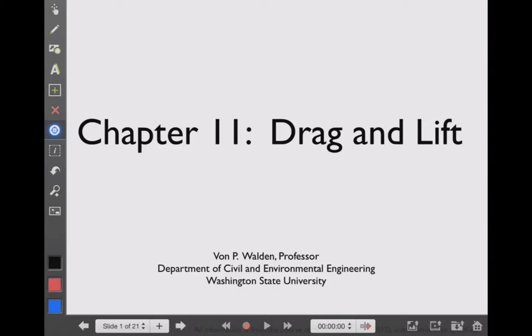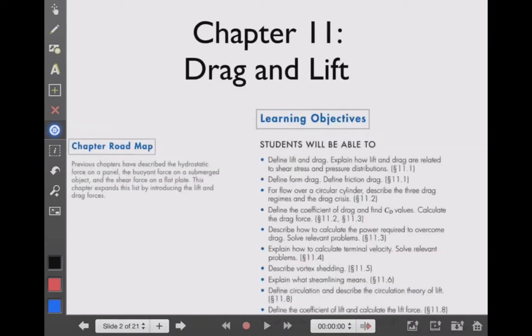Let's continue on with section 11.2 in chapter 11 on drag and lift. And here we're going to be looking at the flow over a circular cylinder as a way of looking at the drag coefficient. And we're going to talk about how the drag coefficient is related to the drag force for not only cylinders but other objects.